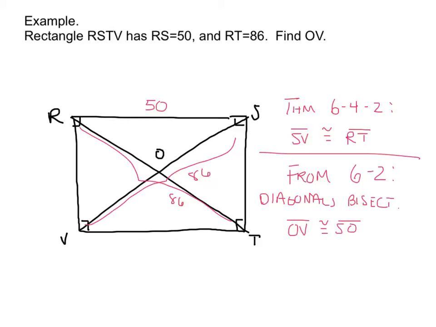Or if we wanted to find OV, all we would have to do is take the total length and divide it by 2. We need to take 86 divided by 2, which gives you 43. And what that means is that both of these lengths are 43 because SV is bisected. So notice that we used our new theorems and 6-2 stuff. Don't forget about 6-2.